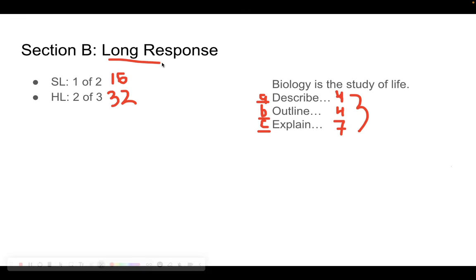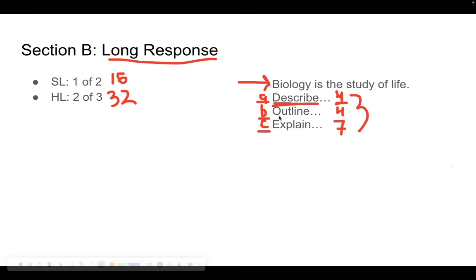These long response questions usually start with some sort of arcane statement about science, like biology is the study of life. Describe how cladograms are used to show evolution in biology. And then you want to just say four things about how cladograms are used to show evolution in living things.